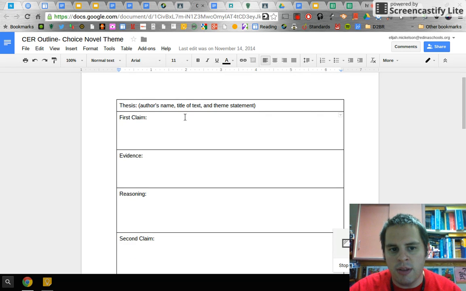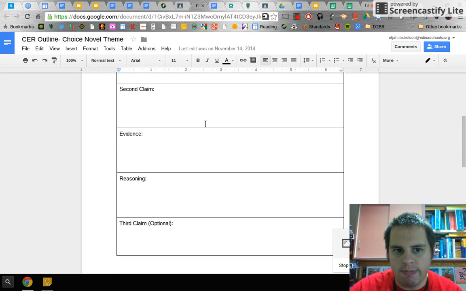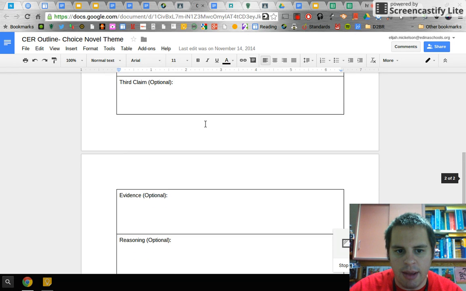So tell me what you think that reason is. Support it with some more evidence from the text. Maybe a quote would be a good thing to have here. And then make sure you explain your thinking in the reasoning. Explain how your evidence and your claim help support this theme. You'll do that 3 times.